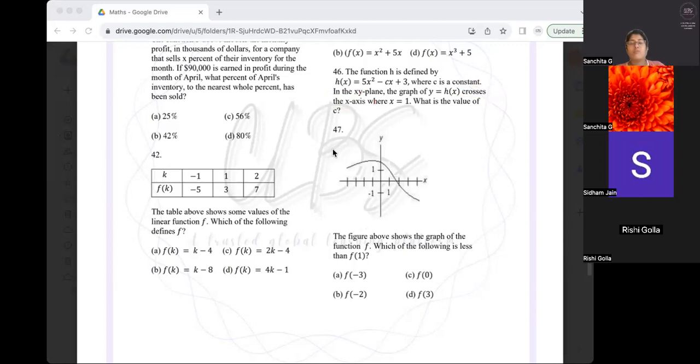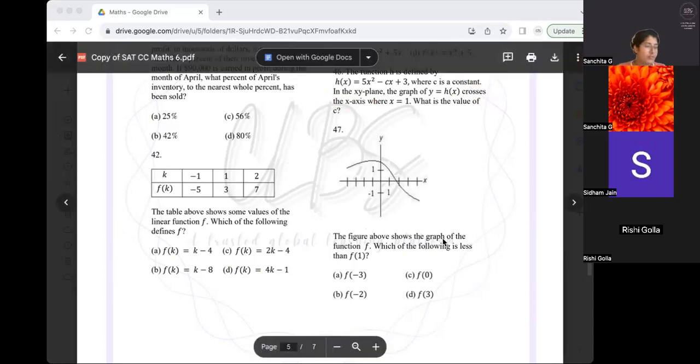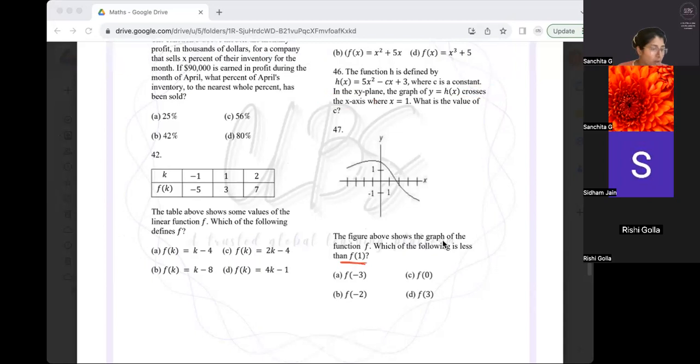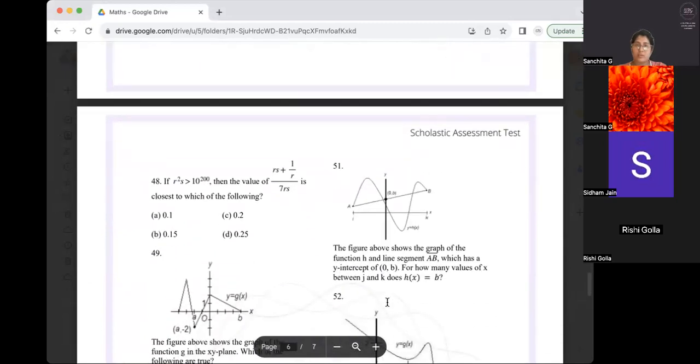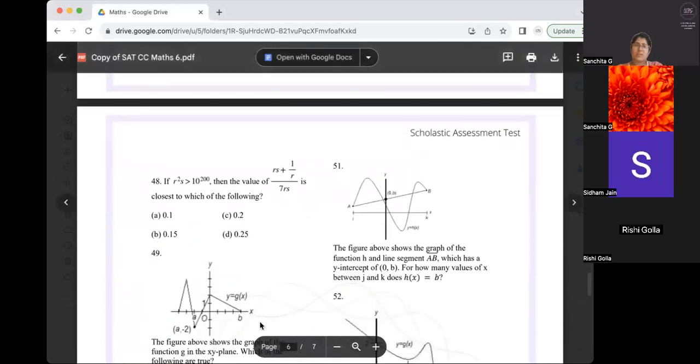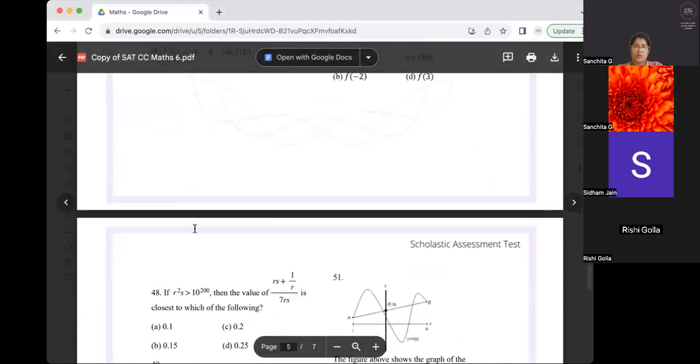That's it. 47. Ma'am, D. We have covered this question as well, right? f of 1. So at 1, what do I have? y is 1, right? So I'm just going to check it. I'll draw a vertical, horizontal line. And the only one that is less is f of 3. Okay. All right. Good. Was it 47 or 48? 47 only. Okay.